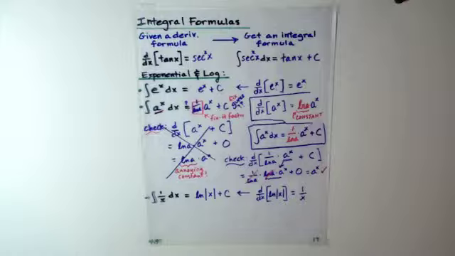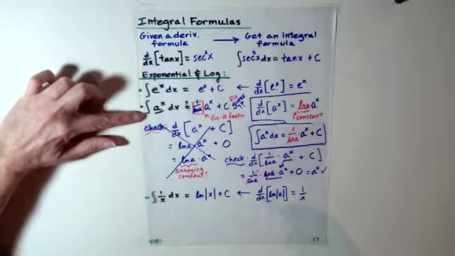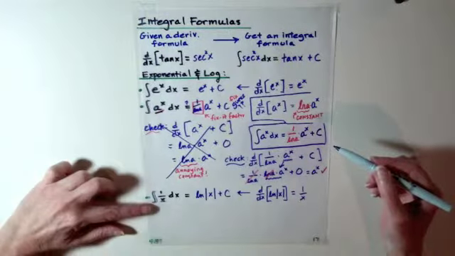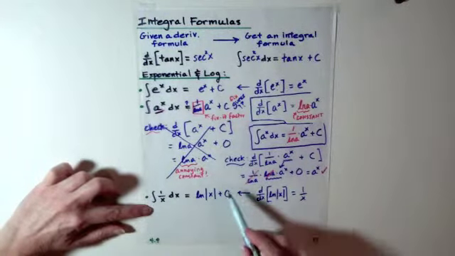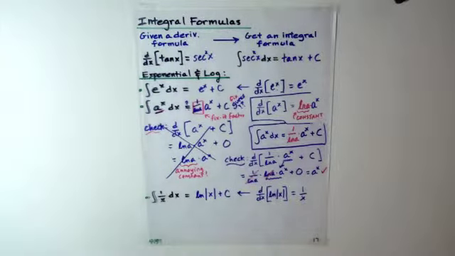So now we have a formula for the integral of e to the x, for the integral of a to the x, it's this formula, and for the integral of 1 over x, which is related to the natural log function. So we've talked about different integral formulas that involve exponential and log functions. Okay, let's go ahead and look at a few more familiar derivative formulas and see how they help us to find integral formulas.